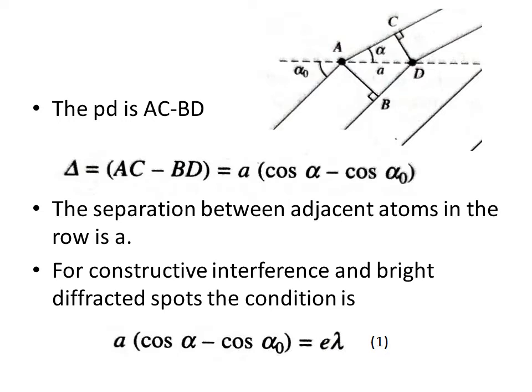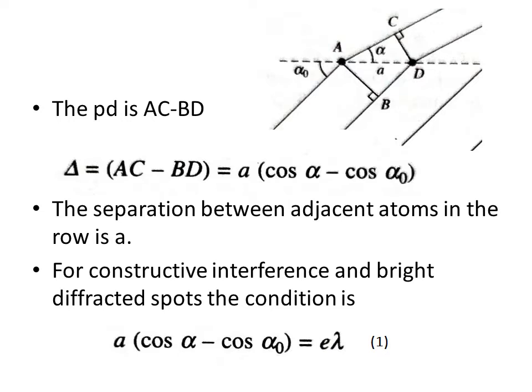have copied a portion of that picture again here, and that path difference is equal to a cos alpha minus a cos alpha 0. So that is the path difference, and we equate it to an integral multiple of lambda. E is an integer, it can take values 0, plus or minus 1, plus or minus 2, etc. Where 0 means it is the 0th order diffraction. Plus 1 and minus 1, plus 2 and minus 2, all these indicate higher order diffraction.